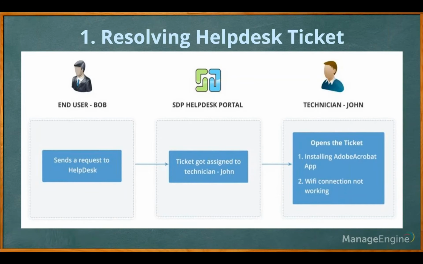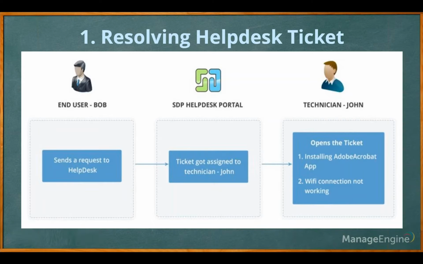So this is the first requirement. They're going to resolve a help desk ticket where, assume there's an end user called Bob. He has created a help desk request, and the ticket has two requirements. First one is installing Adobe Acrobat app, and second one is troubleshooting his Wi-Fi connectivity. So he has got some problems with Wi-Fi, and he wanted Adobe Acrobat app to be installed on the computer.